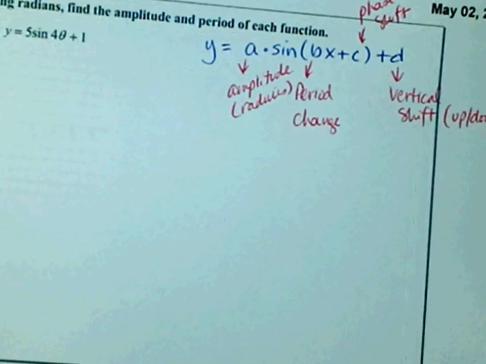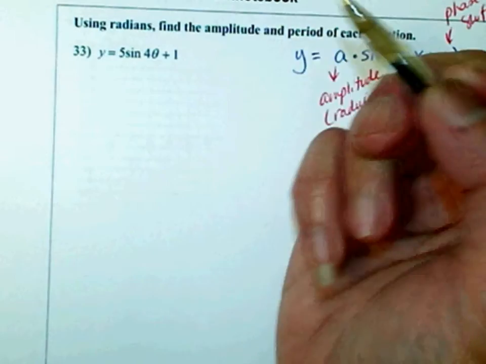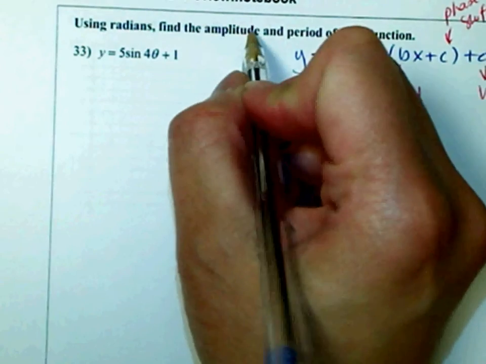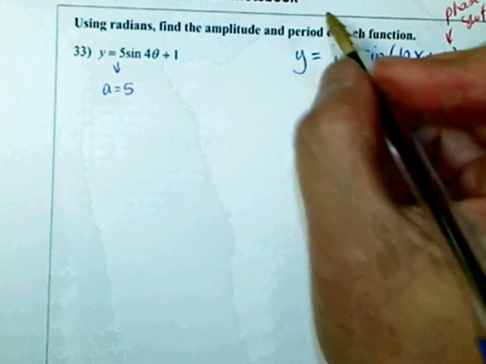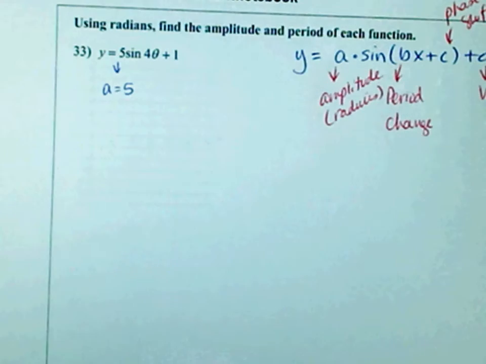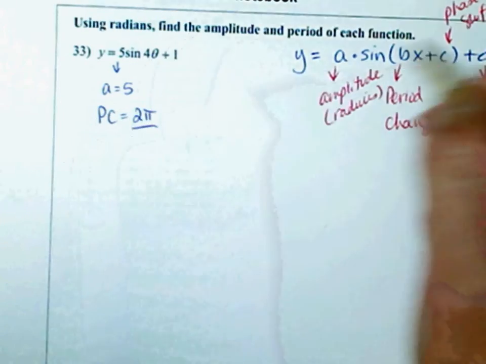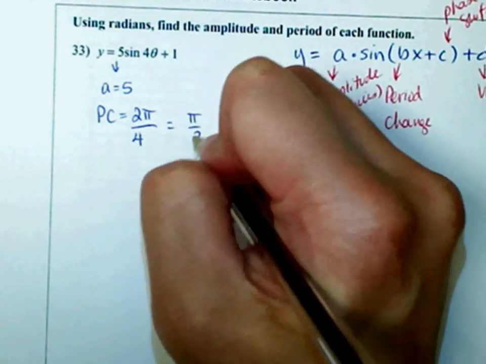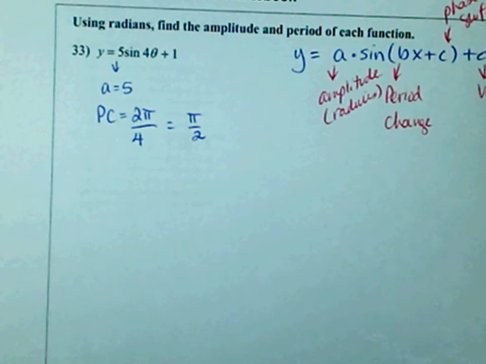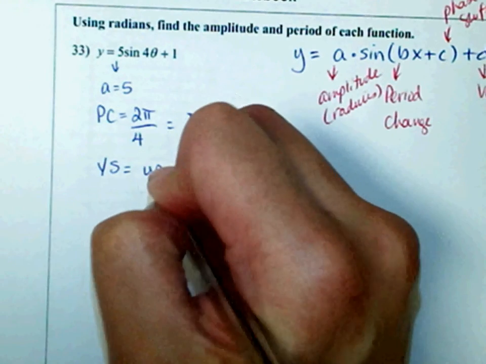All right, number 33. It says, using radians, find the amplitude and period of each function. Well, the amplitude is 5. And I know it says period. And period, if you will look, is always 2 pi over your b, and your b here is a 4, okay? So 2 pi over 4, so it's pi over 2. You know what? I'm going to go ahead and add the vertical shift is up 1. So there are the 3 things I would like you to know.